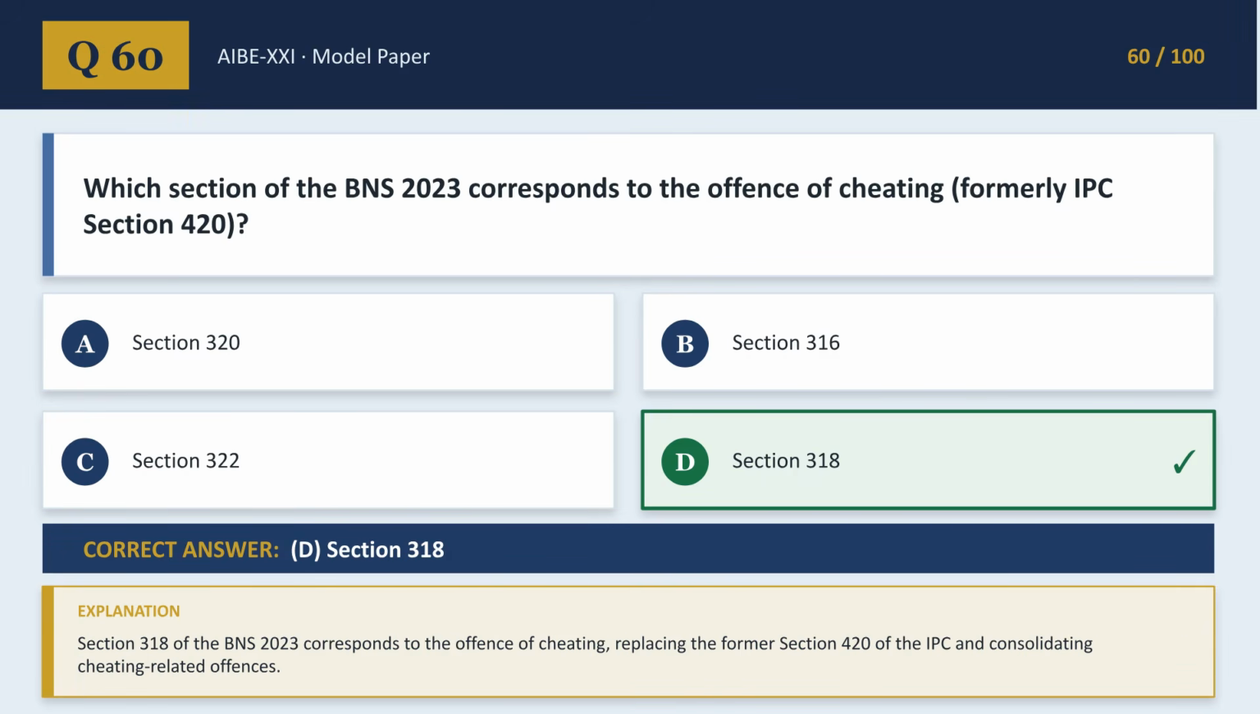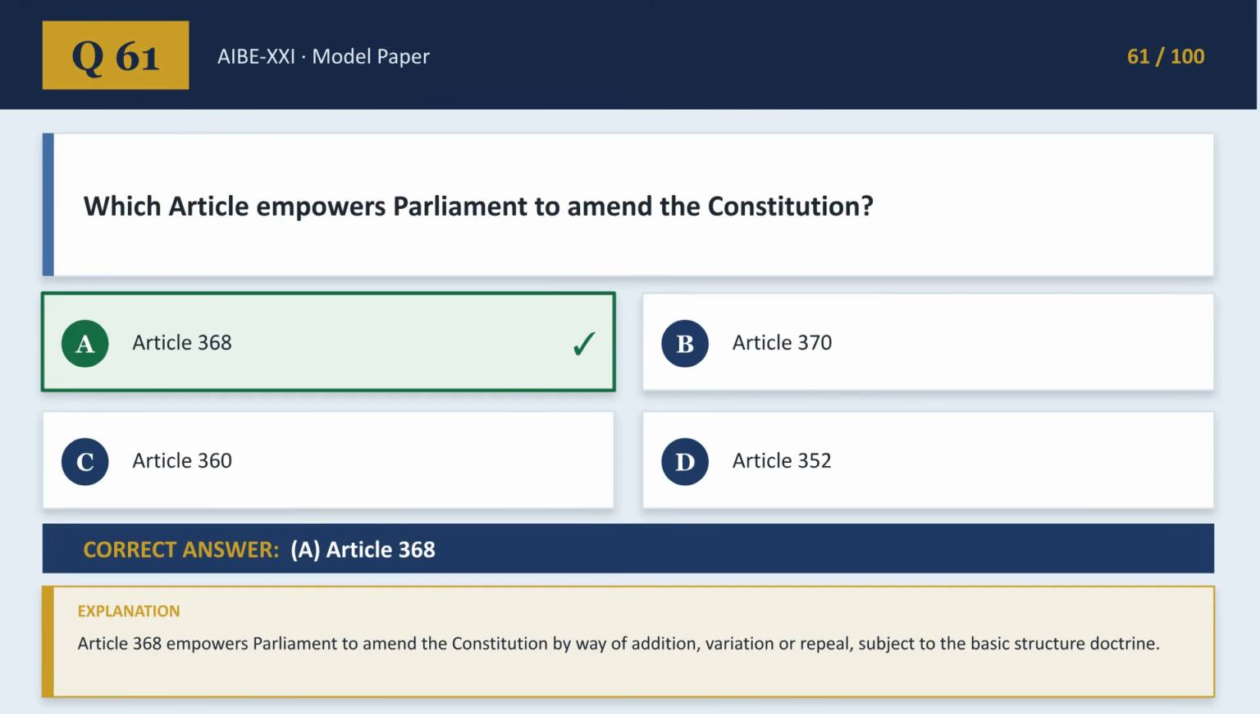The offense of cheating, formerly IPC Section 420, now corresponds to Section 318 of the BNS 2023. This section consolidates cheating-related offenses under the new code. Article 368 empowers Parliament to amend the Constitution. It allows for addition, variation, or repeal of constitutional provisions, subject to the basic structure doctrine.